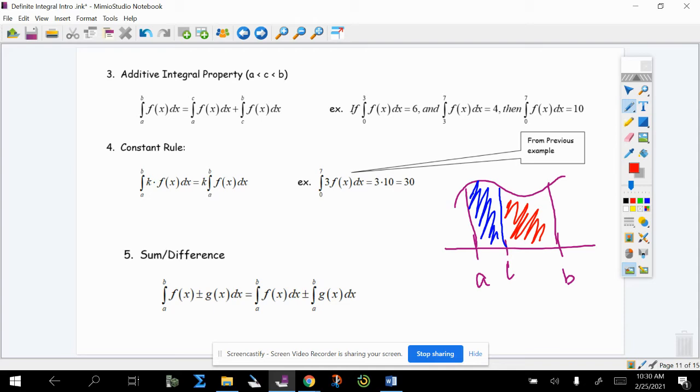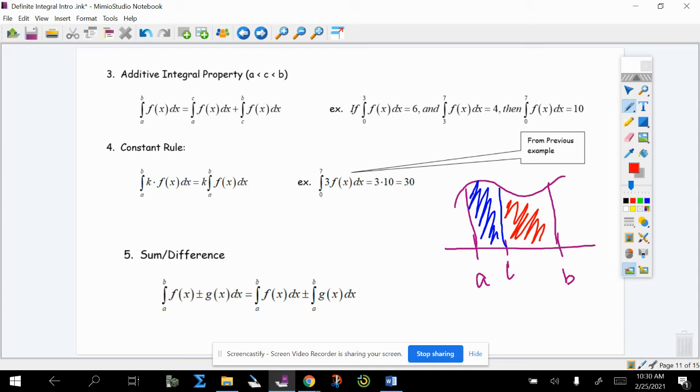Our fourth rule is called our constant rule, or sometimes it's called a scalar rule. And essentially what it says is if you put a coefficient in front of this function, you can put it in front of the integral or in front of the function. All it does is it multiplies the answer by that scalar. It is just a multiplier.